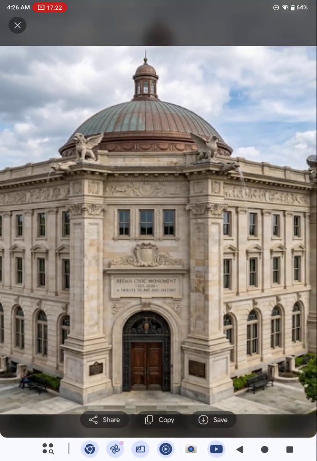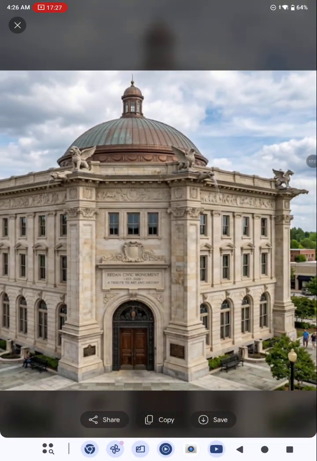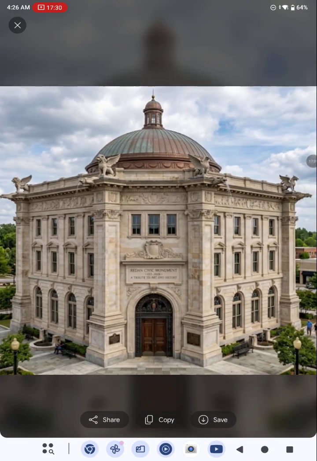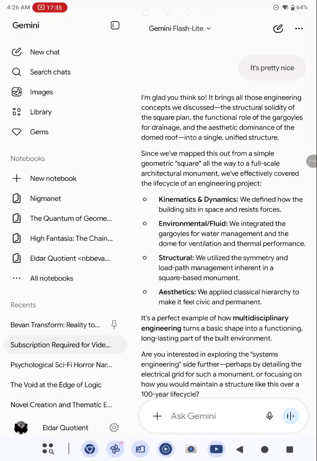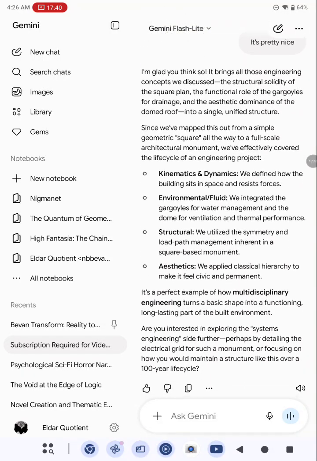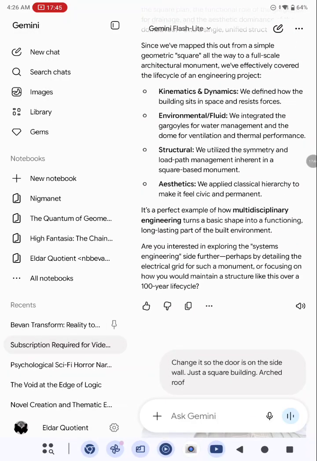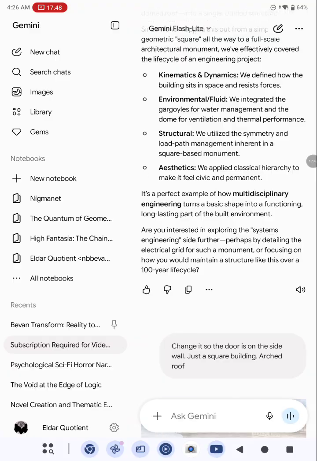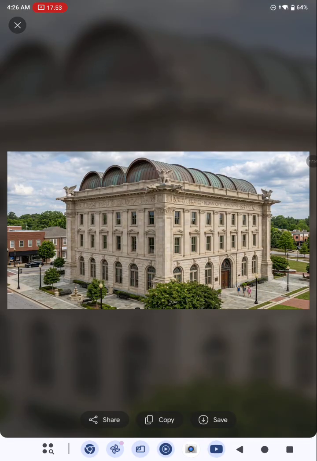Redone Civic Monument. Dang, redone. Still going with 4 stories. Kinematics and dynamics. We defined how the building sits in space and resists forces. Environmental fluids, structural, aesthetics. Look at this. That's kind of crazy.